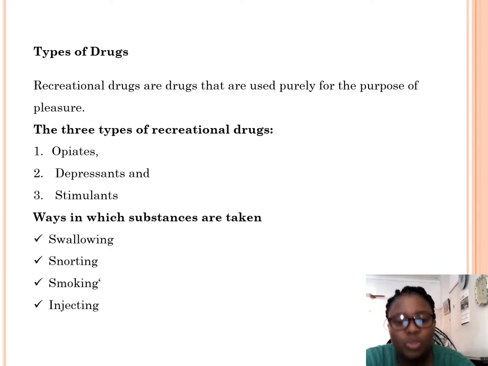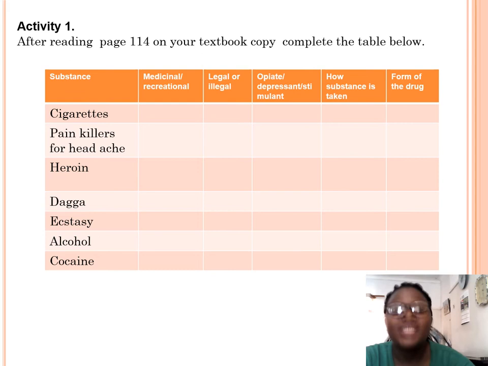This brings us to a very exciting activity. In this table, you will see the substances in the first column: cigarette, painkillers for a headache, heroin, dagga, ecstasy, alcohol, and cocaine. You are going to indicate whether the drug is medicinal or recreational, and whether it is illegal or legal. Then state whether it is an opiate, depressant, or stimulant. You will also state how the substance is taken. Do you swallow it? Do you smoke it? Do you snort it?